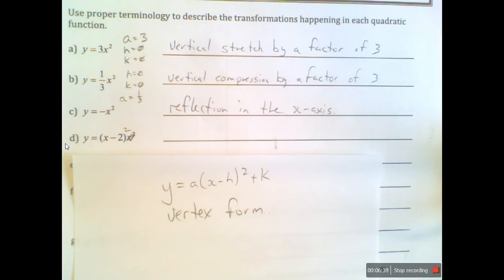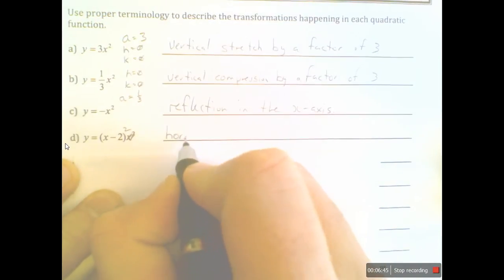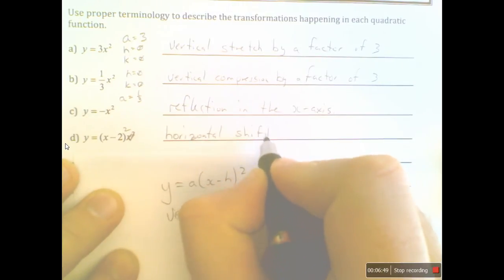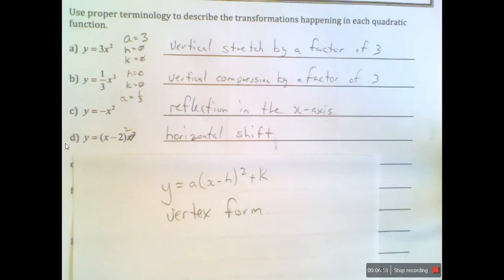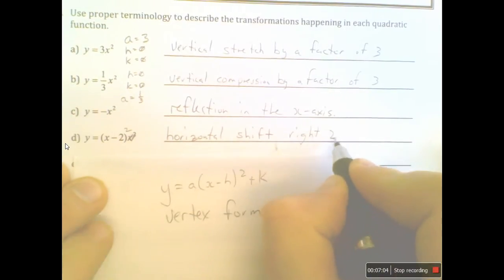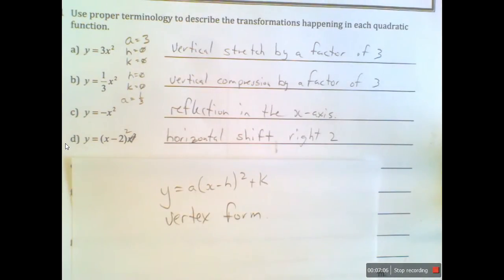Alan, what do you think? H. It's h. And h is a horizontal shift. So this is a horizontal shift. What do we have to remember when it's in brackets? Jaden? It's like the opposite of what you might expect. So it'd be to the right instead of the left. Right, very good. Horizontal shift right 2. It says -2. You'd think it would go to the left, but it doesn't. It goes to the right.